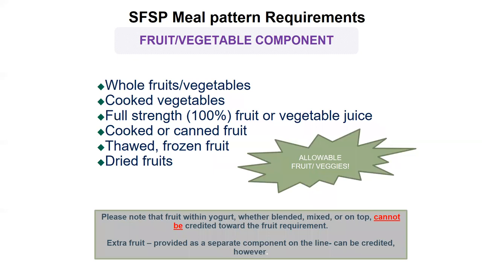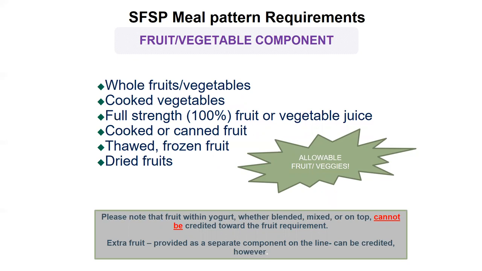So this just kind of recaps allowable offerings under the fruit vegetable component. Of course, whole fruits and vegetables, cooked vegetables, full strength 100% fruit or vegetable juice, cooked or canned fruit, thawed frozen fruit, and dried fruit.